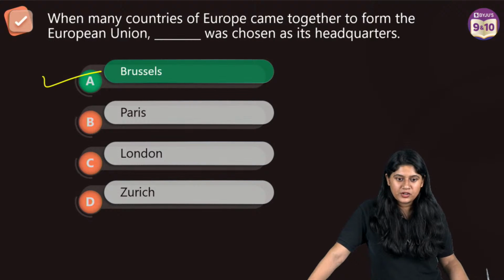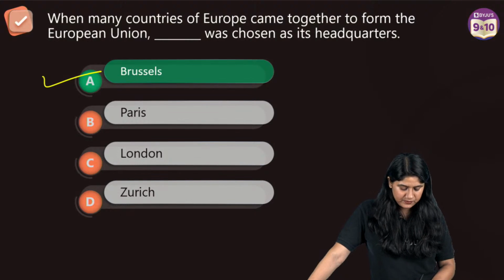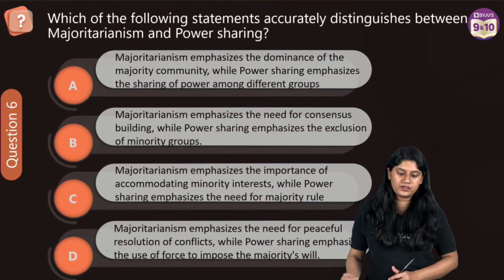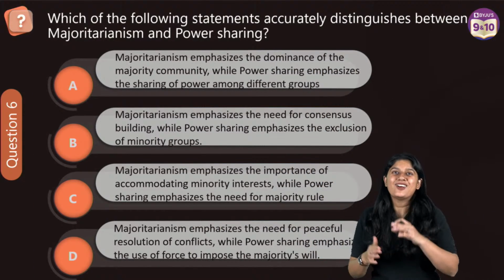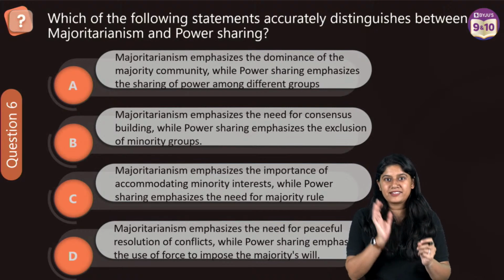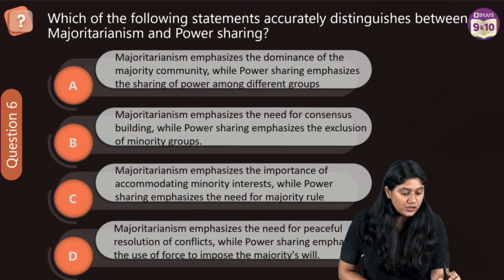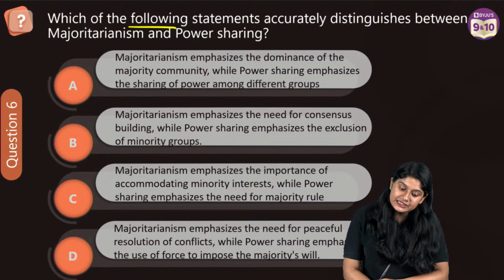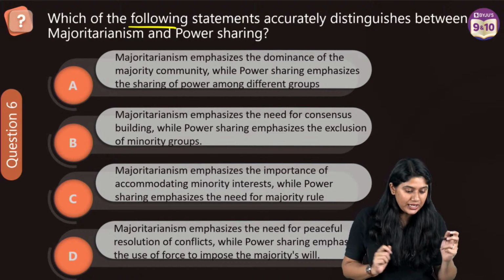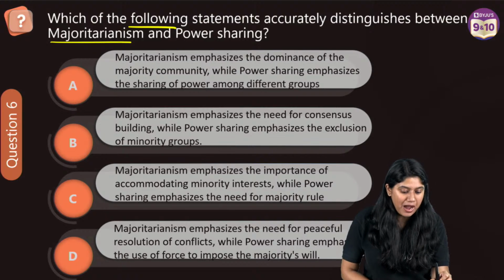Awesome, awesome. So this question was really very easy. Moving to the next question. Here we have a question from the pol science. Now we'll be able to see the number of questions from the pol science more. Okay, chaliye. Which of the following statements accurately distinguishes between majoritarianism and power sharing?